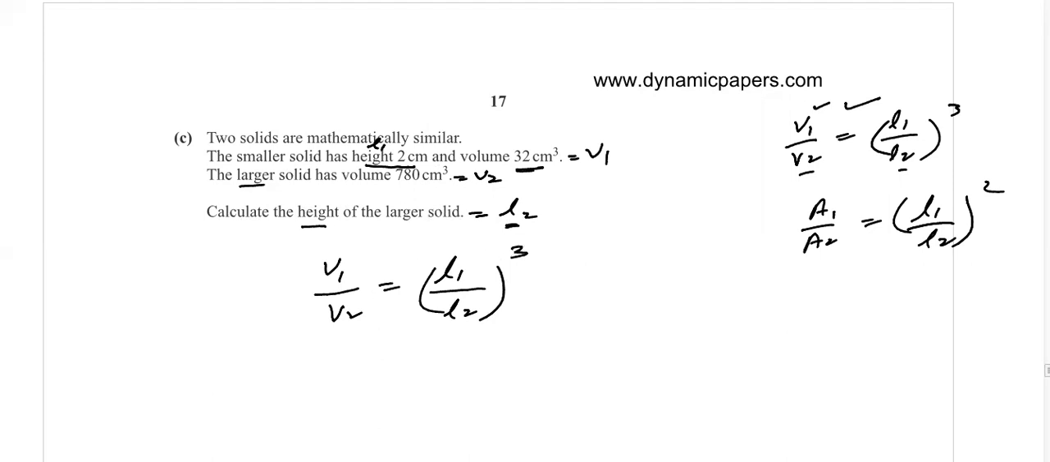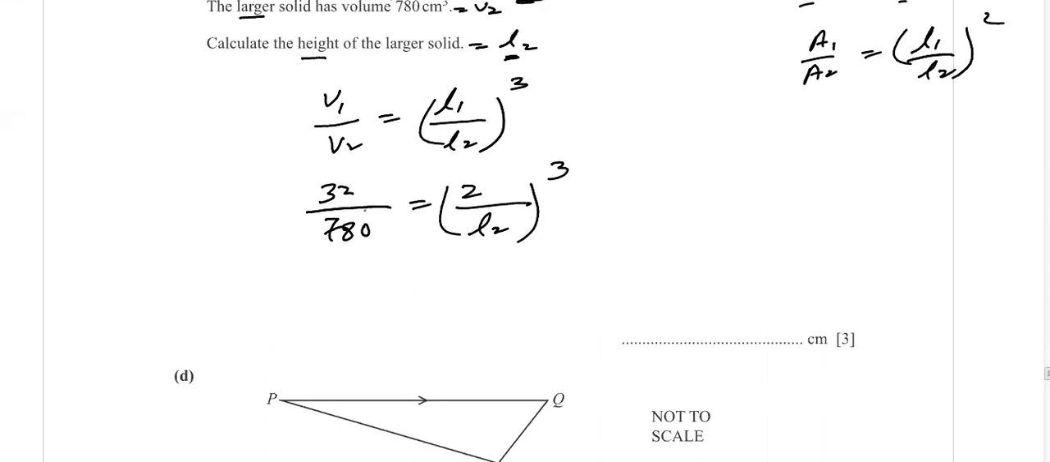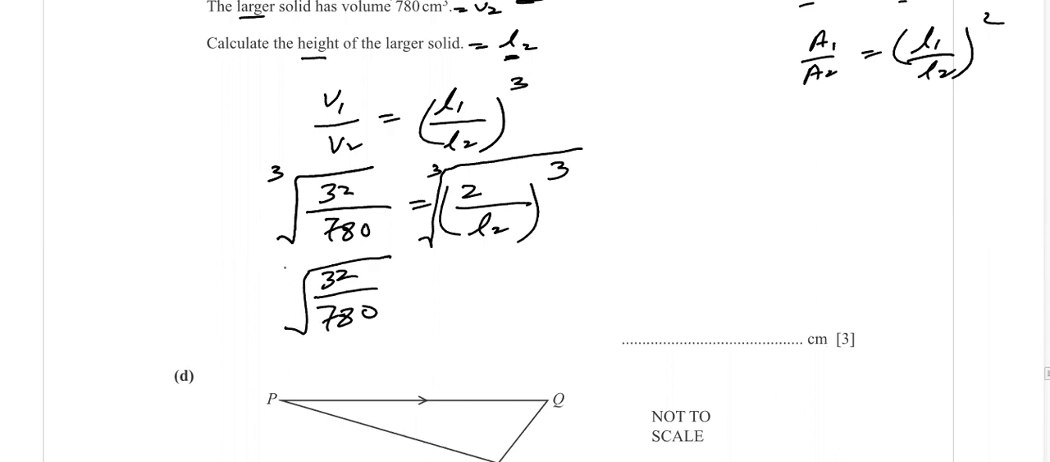So what we need to do is find L2. So put the values. V1 is 32, V2 is 780, L1 is 2 over L2. We have to find that cube. So first of all, to find L2, take the cube root on both sides, so we will get rid of this cube. Take the cube root on this side, take the cube root on this side. So I will now have the cube root of 32 over 780. Don't solve it here. Solve at the end together.